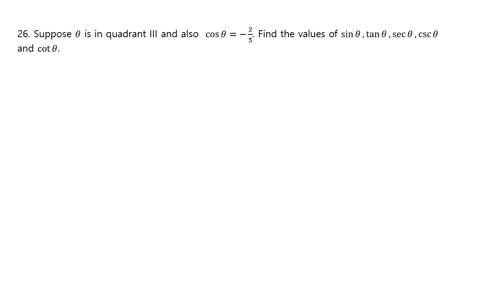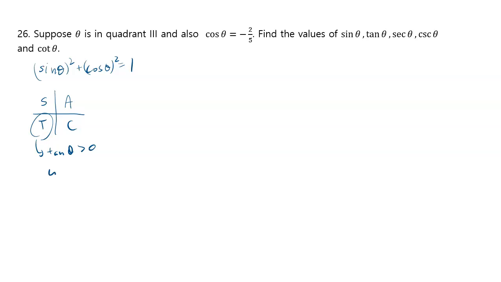Now, the knowledge that you need to have in order to solve this question is first the fact that sine theta squared plus cosine theta squared is 1. And another thing that you have to know is this: all students take calculus, meaning that in quadrant 3, tangent theta is positive, whereas cosine theta and sine theta are negative.